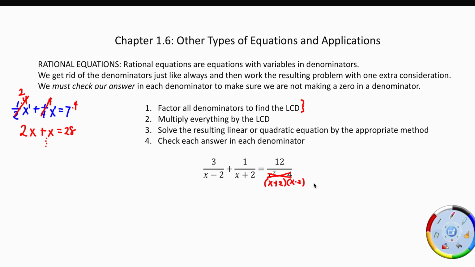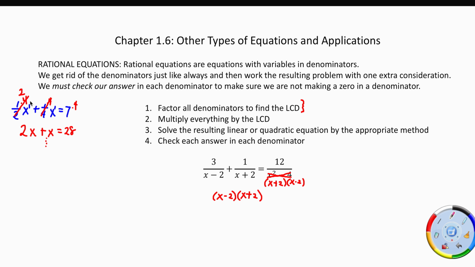Now, to find the common denominator, once we see all our factors, I take all the factors that any of them have in common. So some of them have an x minus 2, some of them have an x plus 2, and then any extras. And there are no extra factors. This doesn't have anything extra that I don't already have included, nor does this. So that's my common denominator.